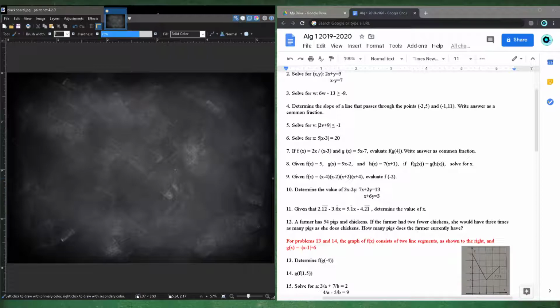9x minus 2. Okay, so let's write this all out just in case you can't see it. g of x equals 9x minus 2, and h of x. Okay, so h of x is equal to 7x. I'm going to distribute it out, so it's going to be 7x plus 7. It's 7 times parentheses x plus 1.